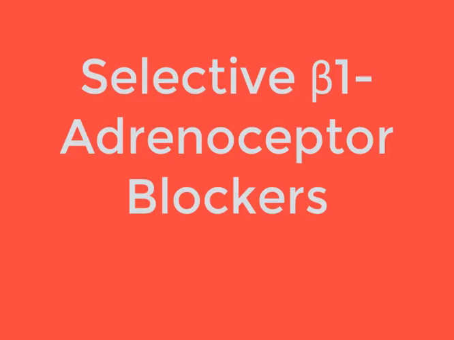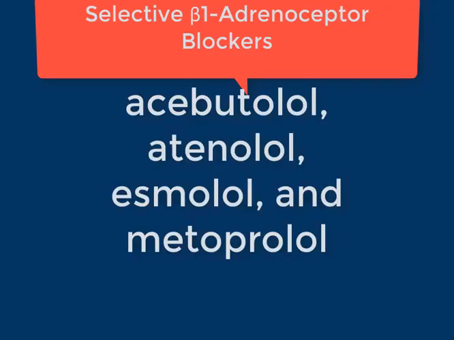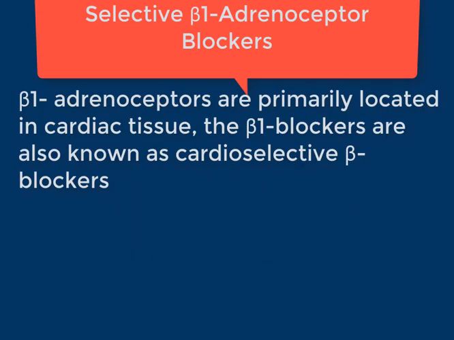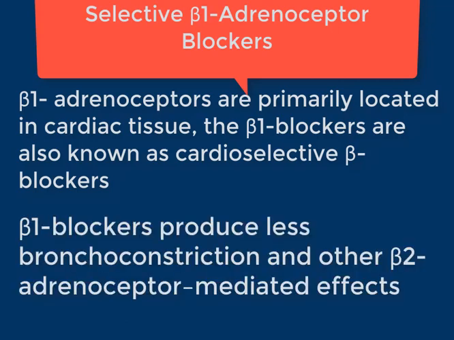Selective beta-1 blockers. Examples of selective beta-1 blockers include acebutolol, atenolol, esmolol, and metoprolol. Selective beta-1 blockers have a greater affinity for beta-1 than for beta-2 adrenoceptors. Because beta-1 adrenoceptors are primarily located in cardiac tissue, the beta-1 blockers are also known as cardioselective beta blockers. In comparison with the non-selective beta blockers, the selective beta-1 blockers produce less bronchoconstriction and other beta-2 adrenoceptor-mediated effects.